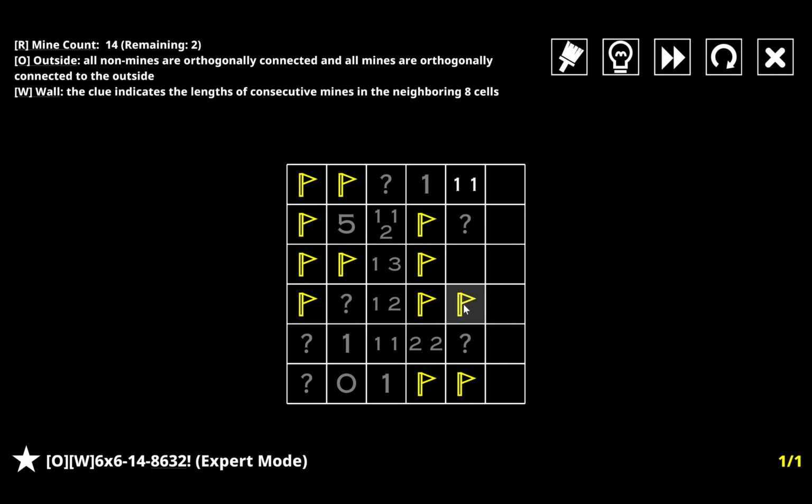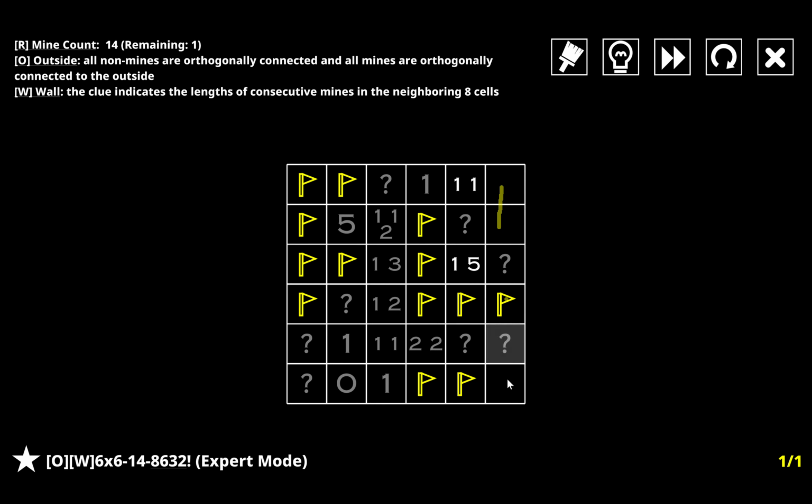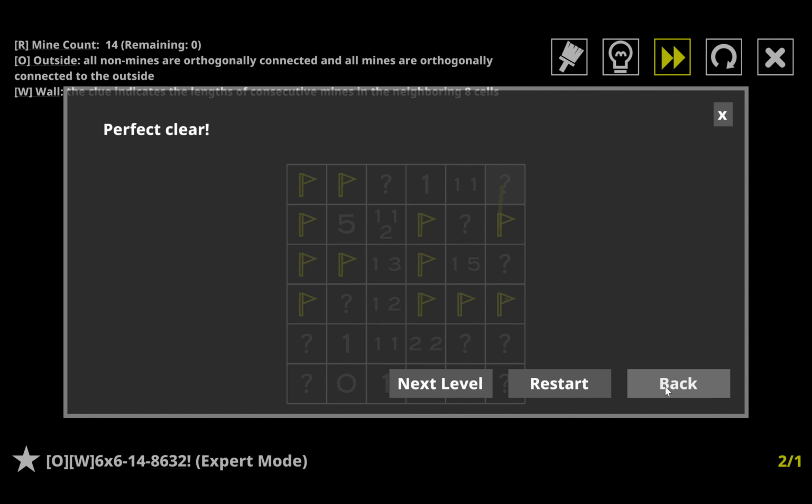Okay. Now we know that there must be one mine, we know there's a mine here, and that mine is independent of this group extending to the outside. There's only one mine left, so this one's a mine, and none of these are mines. There we go. That finishes up the puzzle.